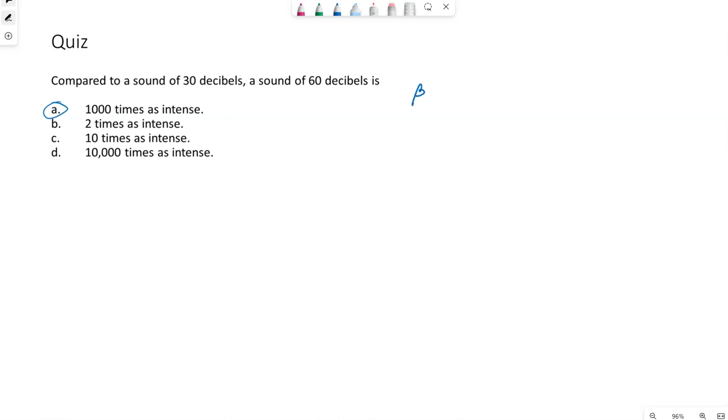Sound intensity level is equal to 10 decibels log of I over I naught. In either case, we're taking our decibel level, either the 30 or the 60, we're dividing it by the 10 decibels. That leaves us with log base 10 of the intensity we're listening to divided by 10 to the negative 12 watts per meter squared.